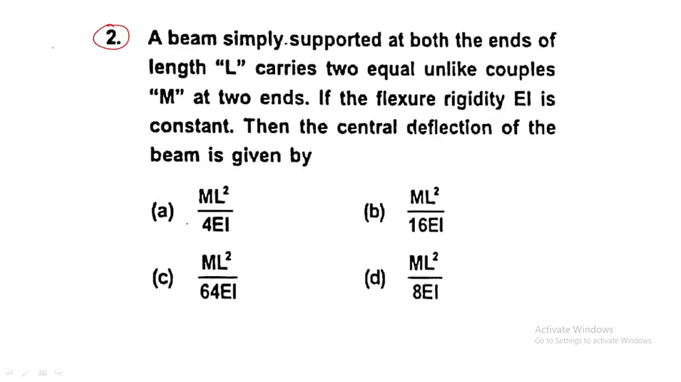A beam simply supported at both the ends of length L carries two equal unlike couples M at two ends. If the flexural rigidity EI is constant, then the central deflection of the beam is given by what? So what they have actually given is a simply supported beam.